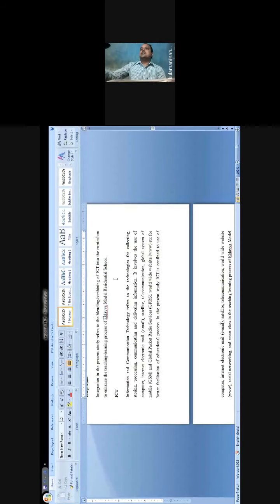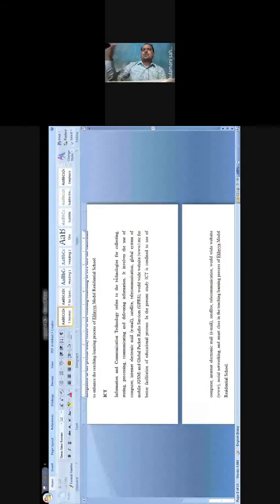So I have made the Ekalavya model residential school contextualized. Likewise ICT is a term. When we say ICT, everyone understands computer, laptop, mobile, Wi-Fi and everything as ICT inclusion. But in this study the researcher has used or refers to these technologies for what? For collecting, storing, processing, communicating and delivering the information.